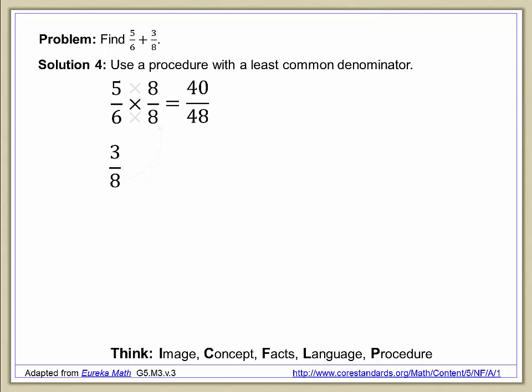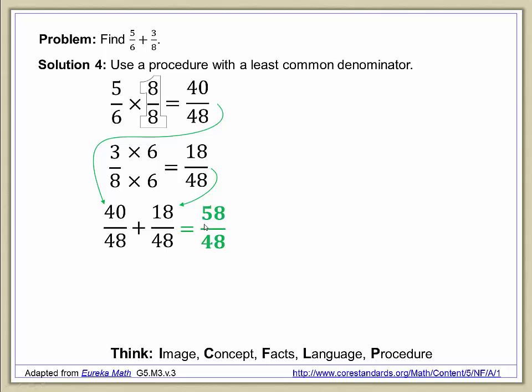And once again, you'll notice that this is equivalent to multiplying by 1. We're going to do a similar thing with 3/8, but now we're going to multiply the 8 by 6 to get a denominator of 48, and 3 by 6 and get an equivalent fraction of 18/48. When we add them together, we get 58/48.